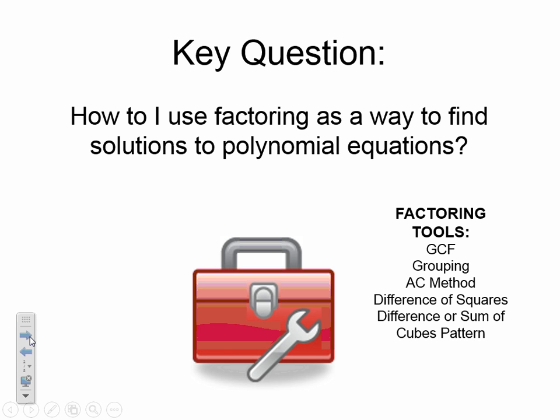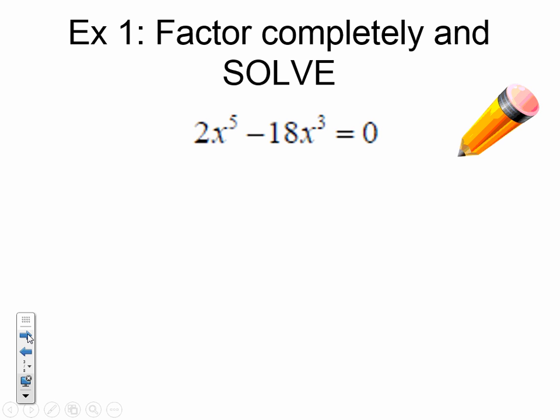Remember your factoring tools that you have in your little foldable we just mentioned: greatest common factor, grouping, AC method, difference of squares, difference or sum of cubes. Whatever it takes, our goal is to factor it down so that we can solve it. So here's the first one you need to write in your notes. It is 2x to the fifth minus 18x to the third equals 0.